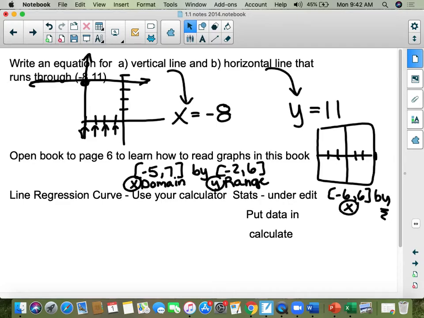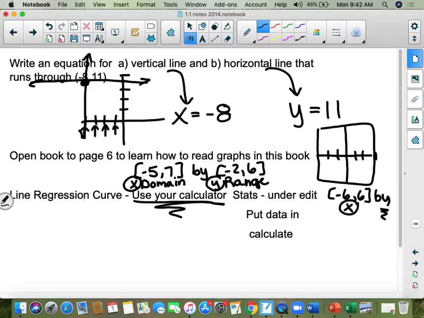Okay, the last thing is called the line of regression curve. You need to use your calculator to learn how to fit your line of regression. So I'll give you time to grab your calculator. So everybody grab your TI-84 calculator.